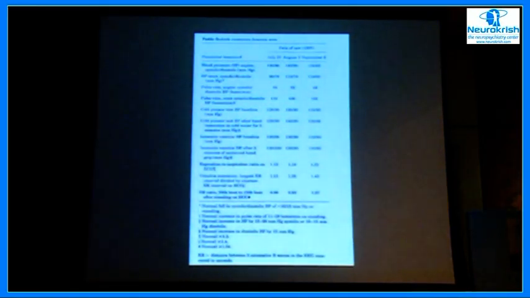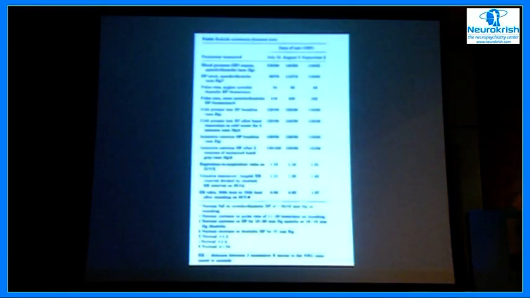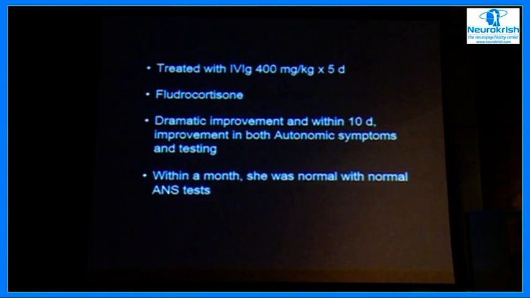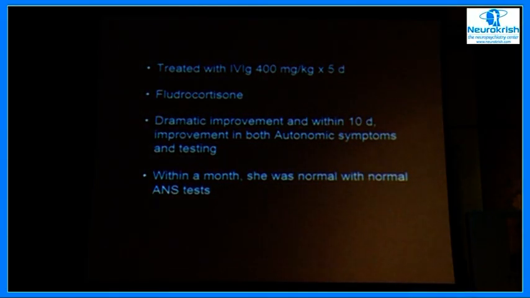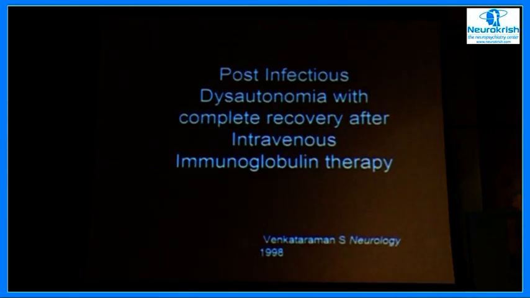These are the changes seen in the autonomic workup, and the patient was treated with IVIG and fludrocortisone. Dramatic improvement within 10 days, and improved in both autonomic symptoms and testing, and within a month she was normal. Again, this is a post-infectious dysautonomia which we published in the Green Journal. And sometimes we see some other patients also, but we don't have facility to look for autonomic ganglia antibodies for the patients.